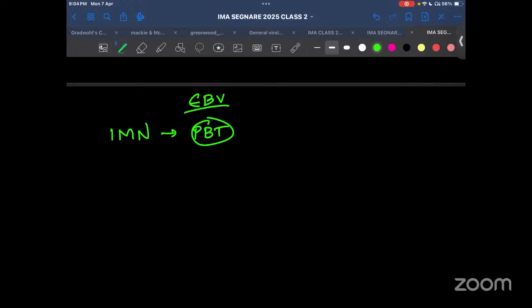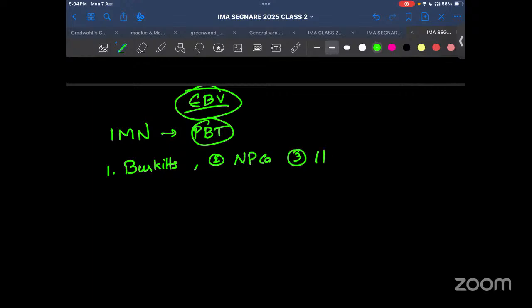Epstein-Barr virus is an oncogenic virus. It can cause cancer. What all cancers can it cause? It can cause Burkitt's lymphoma, nasopharyngeal carcinoma, Hodgkin's lymphoma, and non-Hodgkin's lymphoma. So it is a very oncogenic virus. It can cause several cancers.